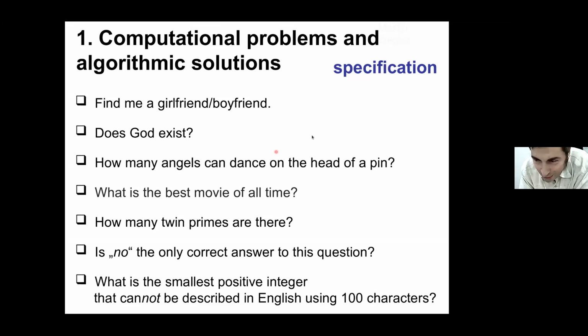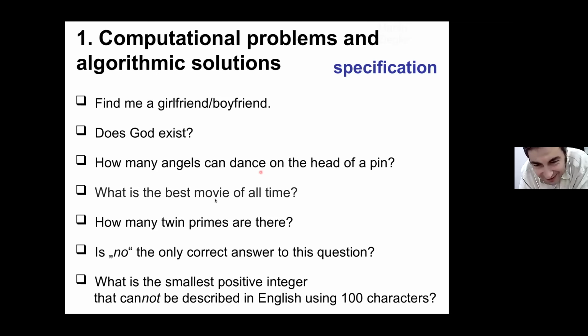And we have to agree on what kind of problems should be treated by a computer. Now, here are some examples, like: find me a boyfriend or a girlfriend, and does God exist? This can be a topic of a separate long discussion, but generally speaking, these are problems which cannot be specified in a way that is helpful for a computer to solve.